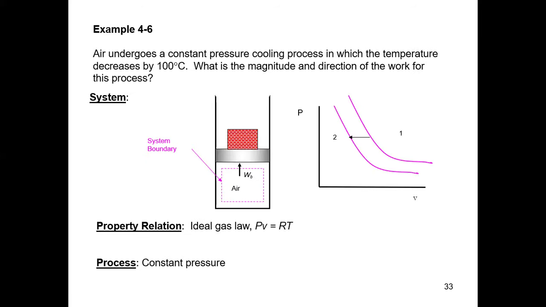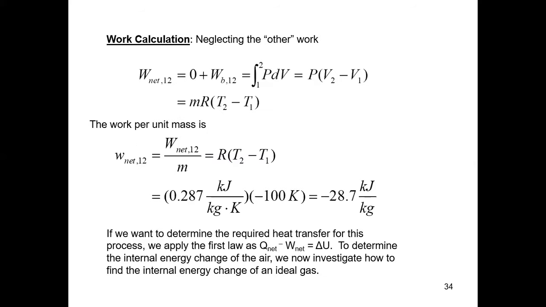Air undergoes a constant pressure cooling process in which temperature decreases by 100 degrees Celsius. What is the magnitude and direction of work for this process? It is going from state 1 to state 2 as shown in the PV diagram. Property relation: ideal gas law, PV equals RT. The process is constant pressure.